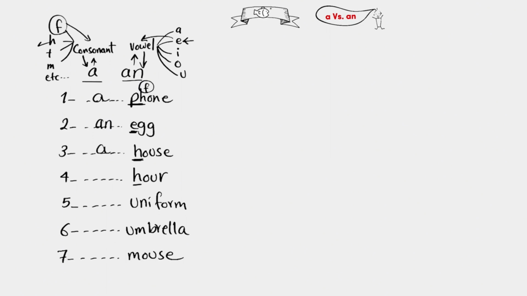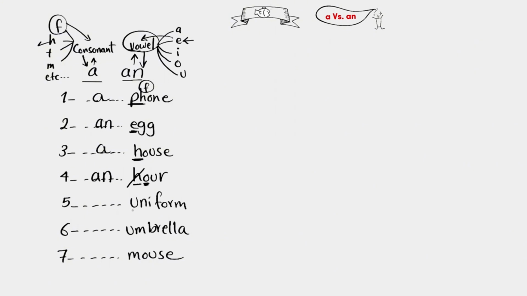Hour, this one's tricky. The H is silent. Now it starts with a vowel sound, hour. So an hour, not a hour. You can even feel it's hard to pronounce two vowels in a row. Like a hour, hard, right? That's why they put an hour, to make it easier.